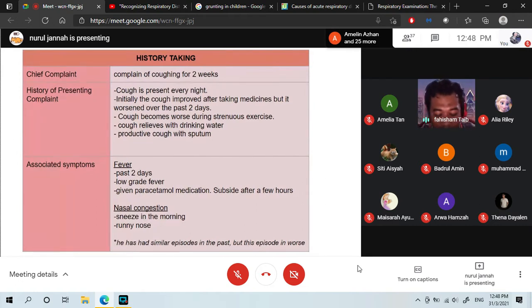Apart from daytime symptom, nighttime symptom, activity, isn't it? Those are the things that you look for. Is there anything else? Exacerbation. Is there any exacerbation in the past?